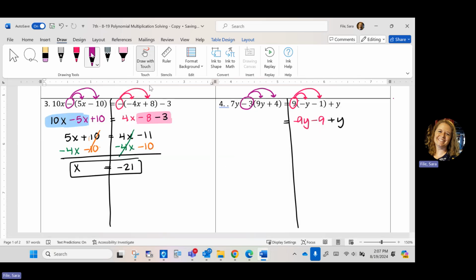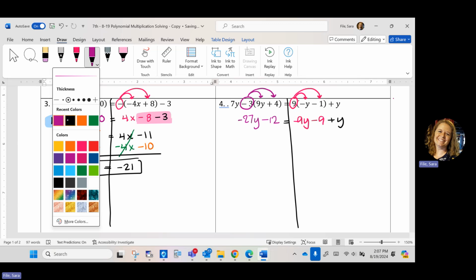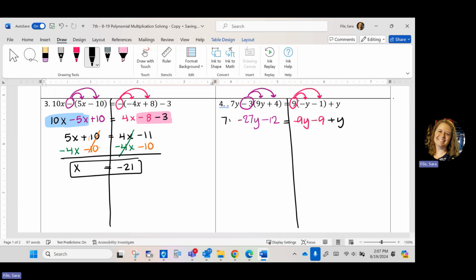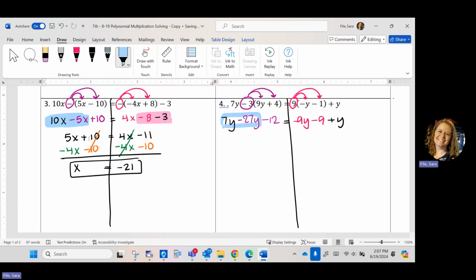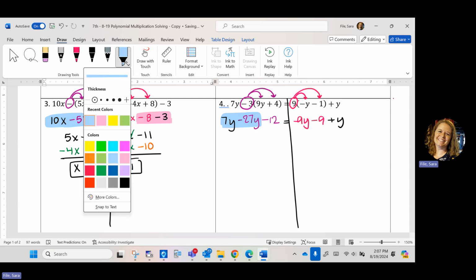Okay, so it is negative 27y, and that will be minus 12. And then that 7y in front is still there, unchanged. So now again, I'm going to combine like terms. On the left side, I have variable terms that will combine. These are my linear terms, just y's. And on the right, same thing.